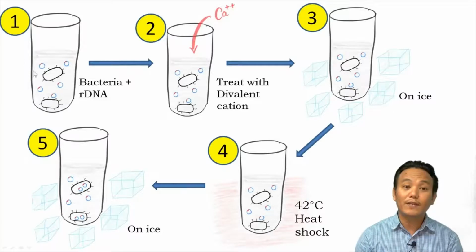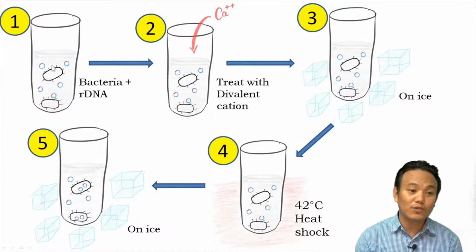In this diagram, we can see the steps involved in making a bacterial cell competent to take up recombinant DNA. In the first step, we can see that the bacteria is not readily taking up the recombinant DNA even though they are mixed together. Why? Because the bacteria has a cell wall and a cell membrane which does not allow for the easy passage of recombinant DNA into the bacterial cell.